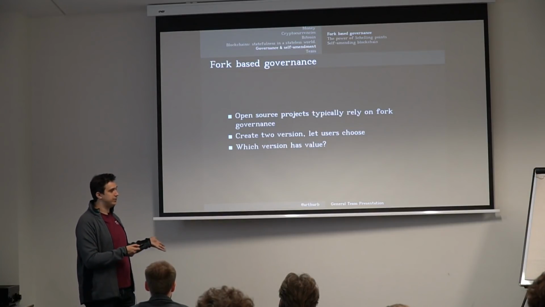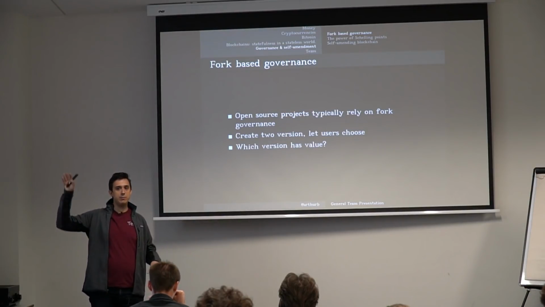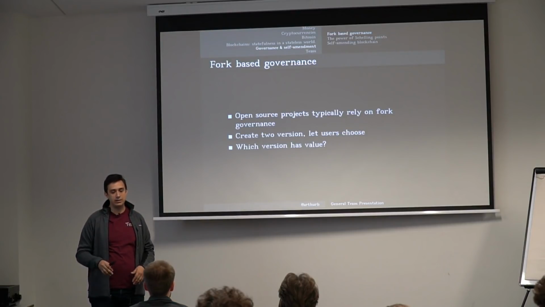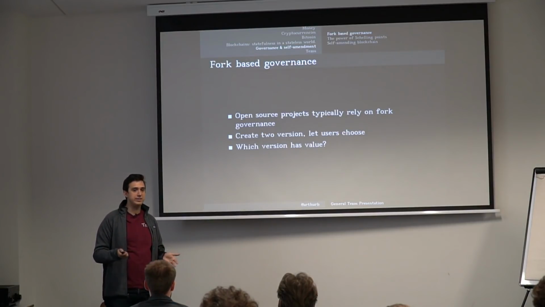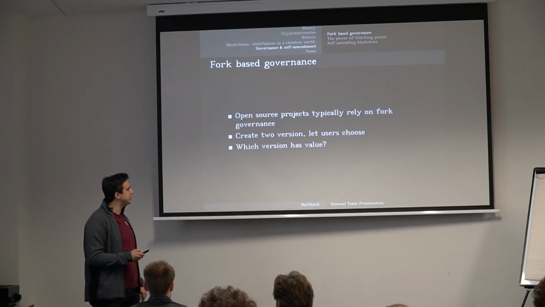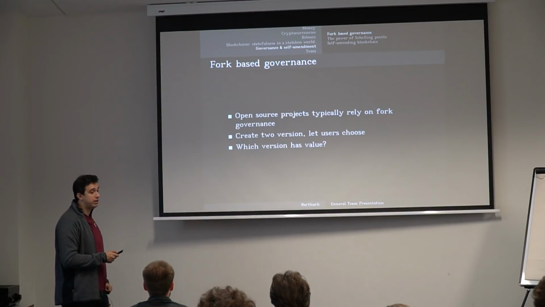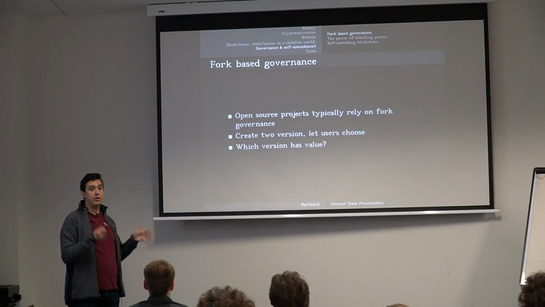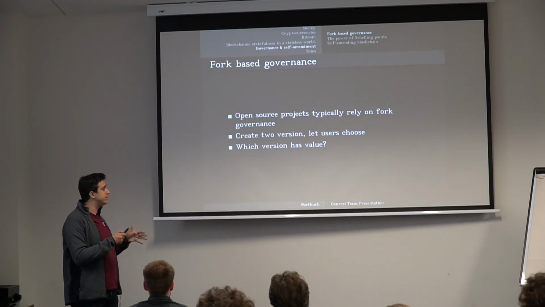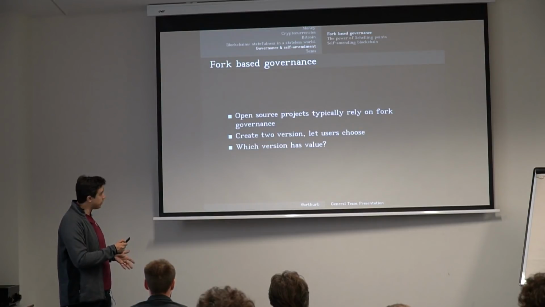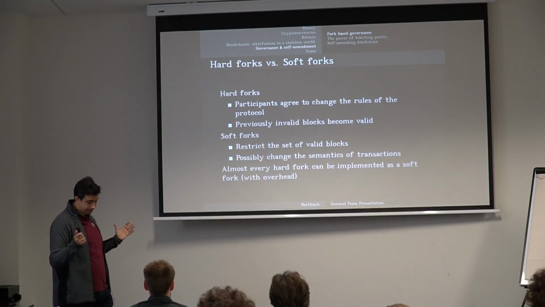And then a few months later, if I made the wrong choice, then maybe one of them drops in value. And so now, I've lost money, and that's very inconvenient. It's not the same as changing your window manager. And so that's a limitation of fork-based governance. One of the versions in the fork is going to capture the value. And the question is, which one?